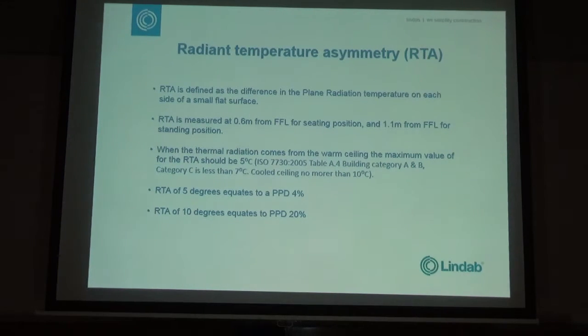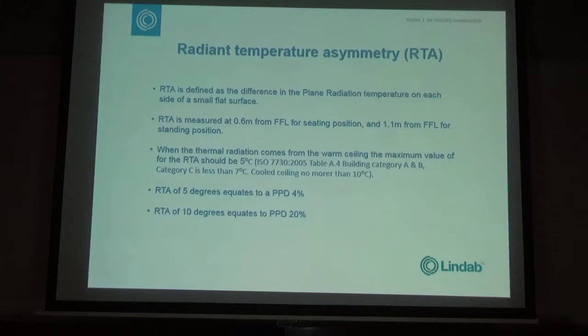I did one of these seminars a couple of months back, and people were asking me about radiant temperature asymmetry. Any schools that are EFA funded need to comply with a radiant temperature asymmetry of less than 10 degrees, which is in the EFA document. Everything we do for an RTA is 5 degrees. The reason is that a radiant temperature asymmetry of 5 degrees equals a PPD of 4%, but if you go to 10 degrees, it's 20% dissatisfied. So we think 5 degrees, 4% dissatisfied, is better than 20% dissatisfied. And that's what we publish.